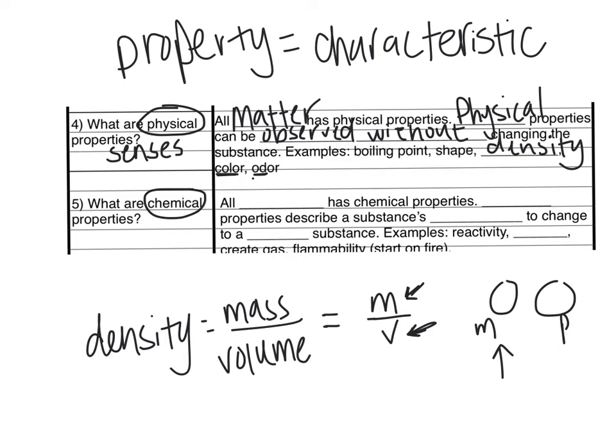Okay, a chemical property, number 5. All matter has chemical properties. Chemical properties describe a substance's ability to change.